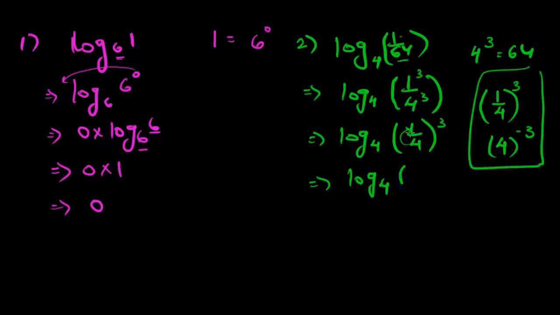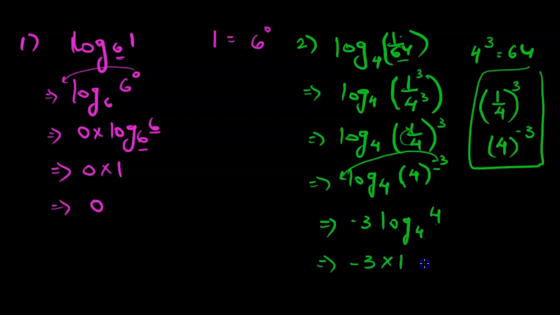So I'm going to reciprocate the base and it becomes 4 to the power of negative 3. Once I get that, now I'm going to apply the power law of logarithm, and when I apply the power law, this is going to come out. So I would get negative 3 log to the base 4 of 4, and log to the base 4 of 4 is 1. So the final answer is negative 3.